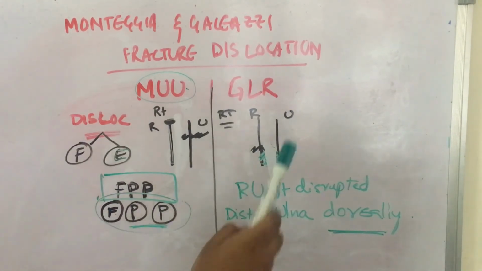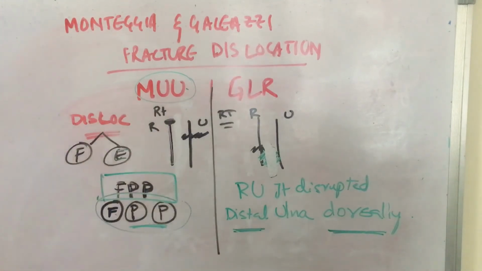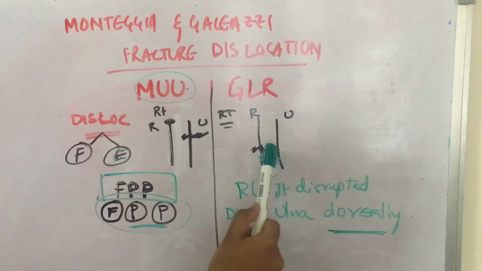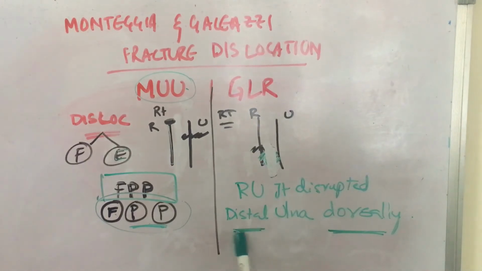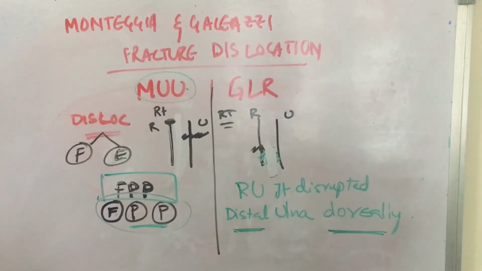Like, once it's getting disrupted, I remember that there's a joint over there. Once the joint gets disrupted, ulna should dislocate. Which part? Obviously the distal part will get dislocated because the joint is over the distal end. Once the joint is gone, the distal portion will dislocate. How is it dislocating? Dorsally. That's it, guys. That's all you need to remember about Monteggia and Galeazzi. You don't have to refer to your materials every time.